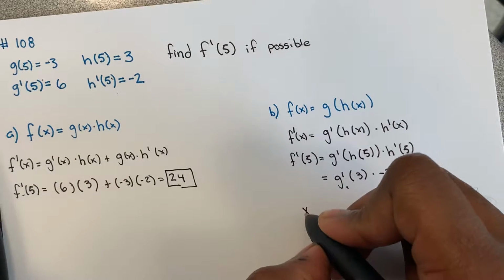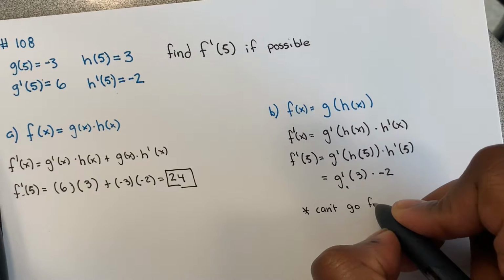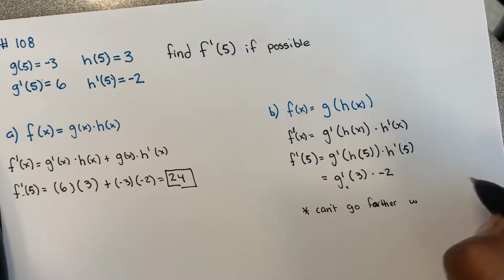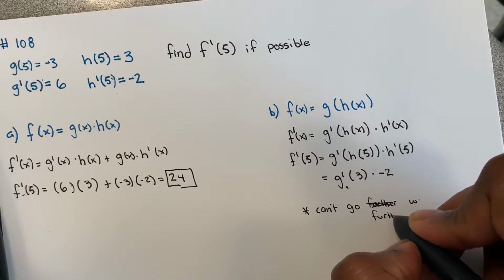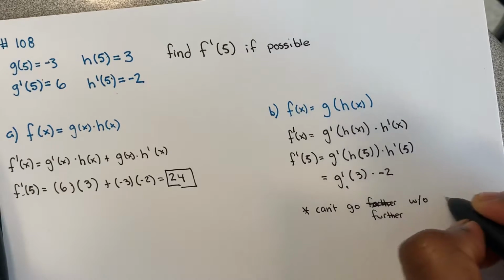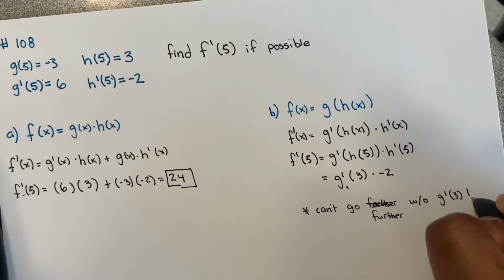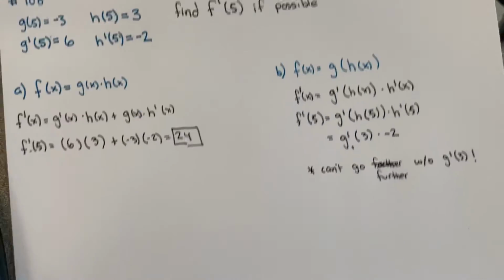So we're going to put can't go further without g prime of 3. So the answer here is no, because we don't have enough information.